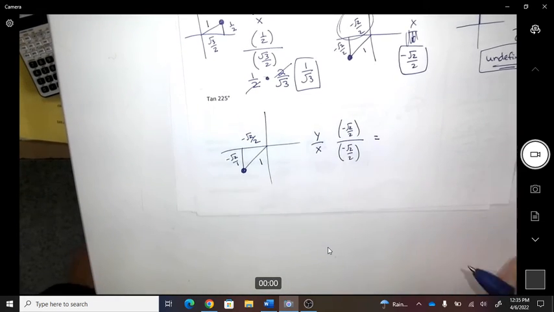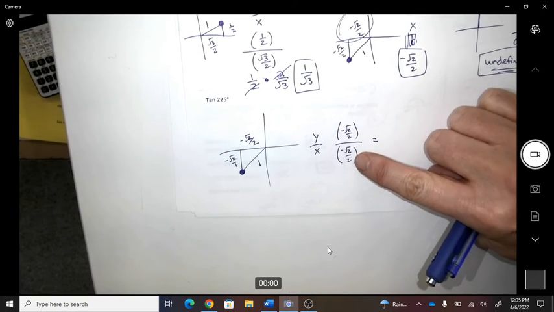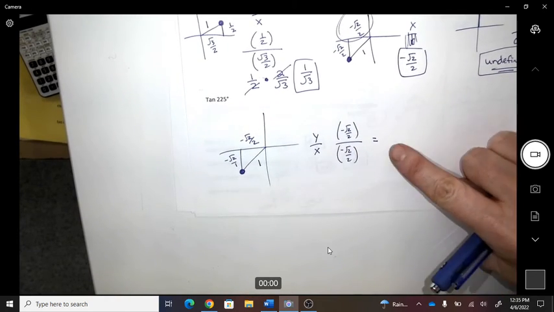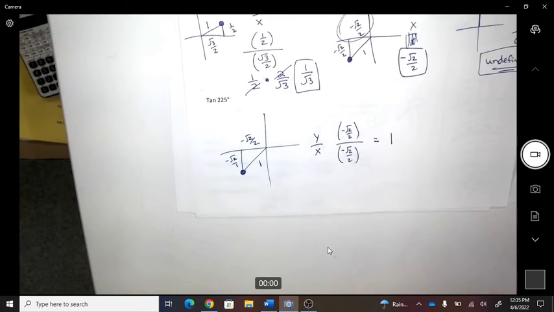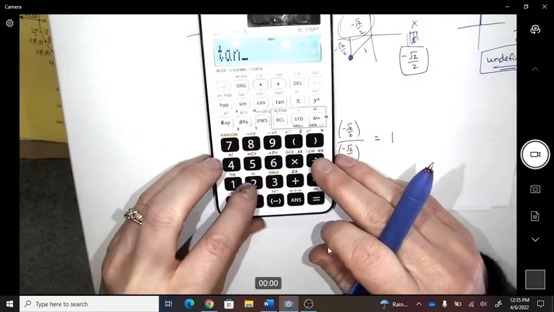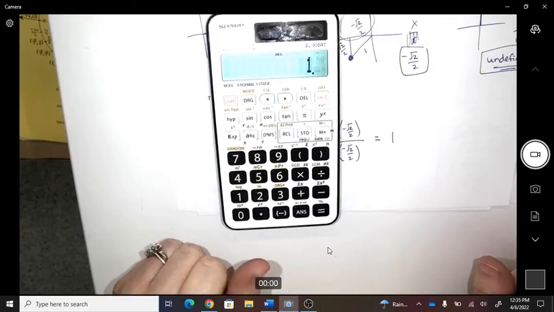Here's my question for you. What happens in math when you have something divided by something when they're the exact same thing? What's your answer going to be? In math, if you take something and divide it by itself, it will equal 1. So there's your answer, tan of 225. That's why you get 1.